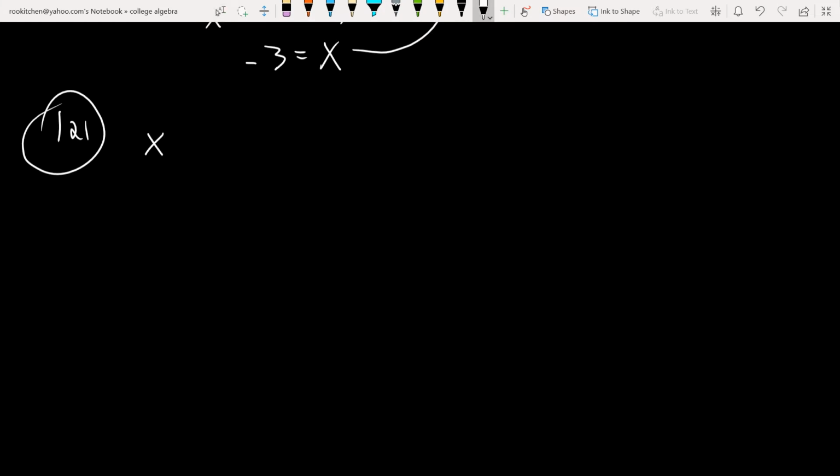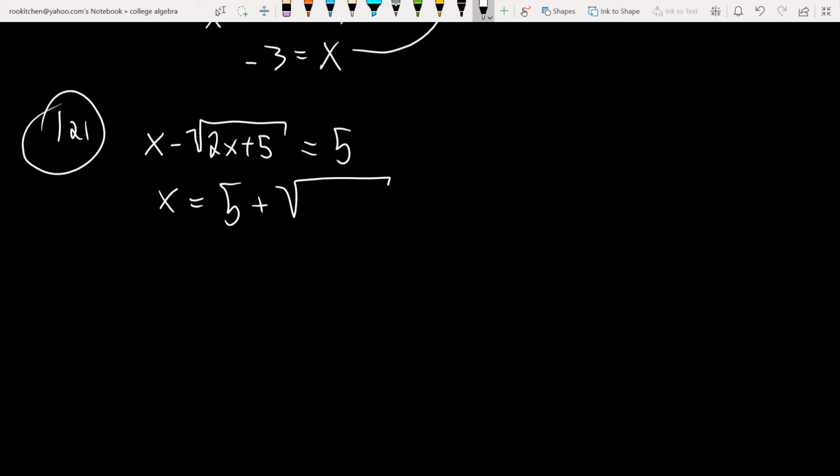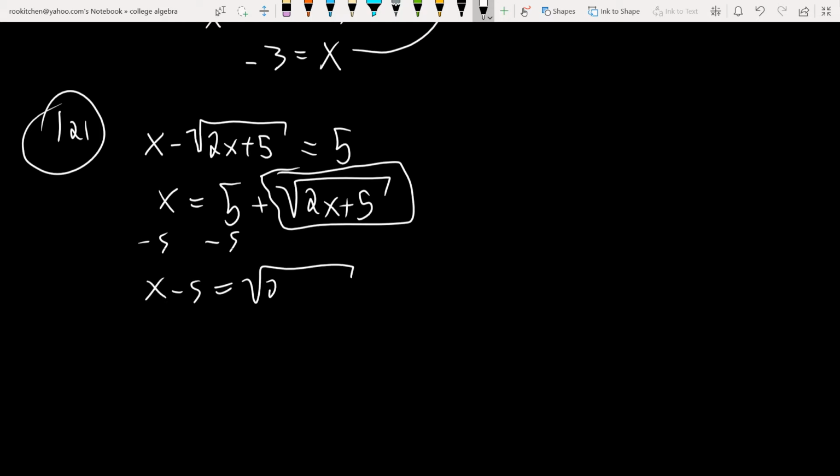So this guy's a radical equation. So for radical equations, you try to isolate the radical and then square both sides. So I'll move the radical to the other side. So 5 plus radical 2x plus 5. And then I'm going to square both, whoops, I don't want to, let me move the 5 over. So I haven't really isolated the radical, right? So I need to get this guy all by itself. So I'm going to move the 5 to the other side. So I have x minus 5 is root 2x plus 5.